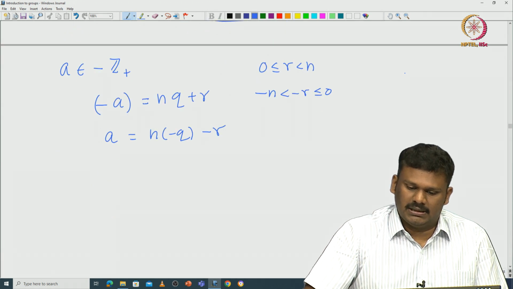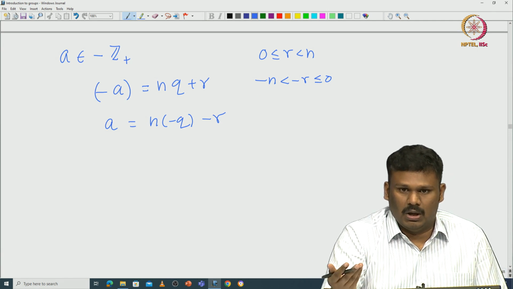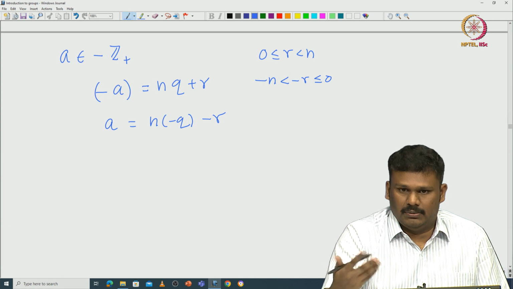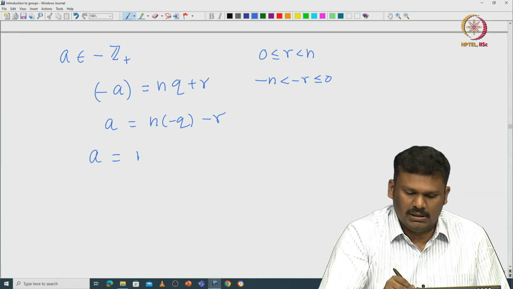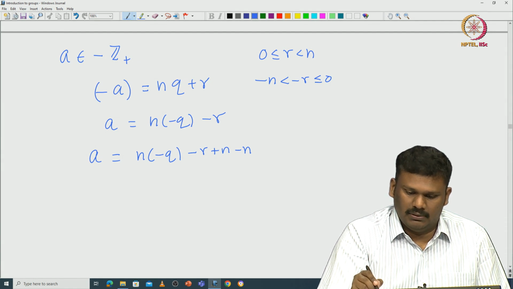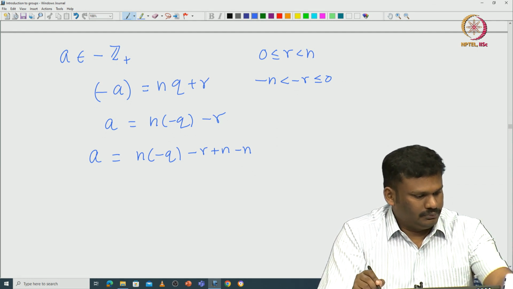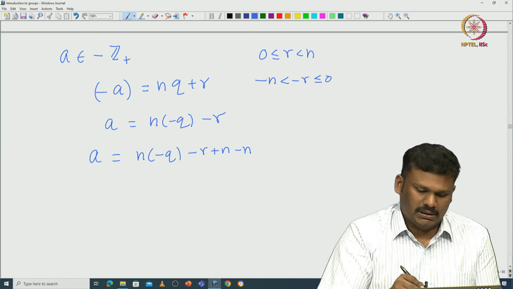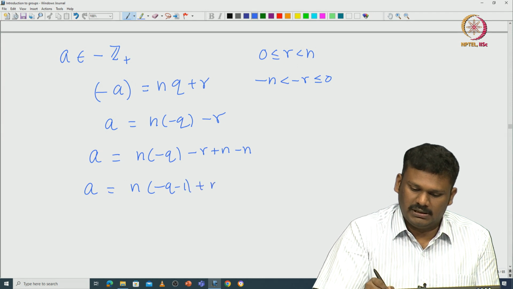For that, we can simply add and subtract one n and see what happens. We are allowed to add and subtract a multiple of n, so that is not a problem. You keep A as it is, n times minus q, you just add n and then subtract n, and look at n minus R. So, you can take A to be n times minus q minus 1 plus n minus R.